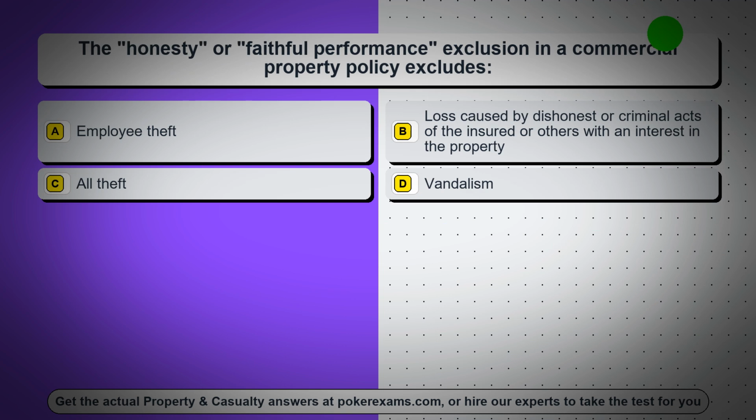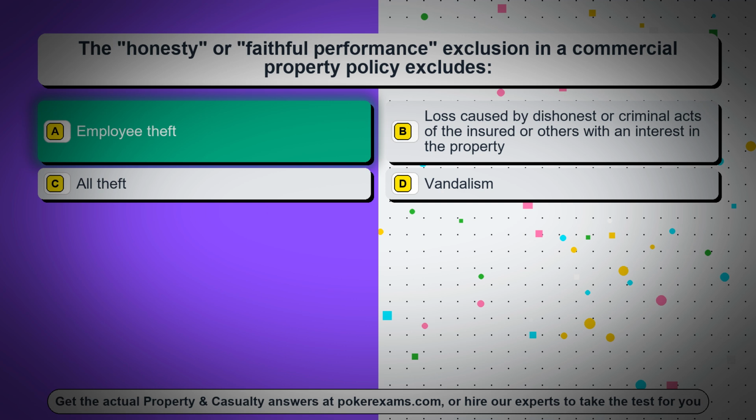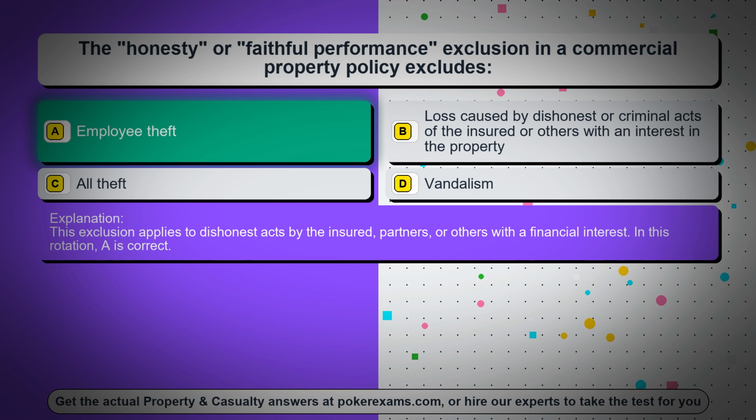Question 100. The honesty or faithful performance exclusion in a commercial property policy excludes: Option A, employee theft. Option B, loss caused by dishonest or criminal acts of the insured or others with an interest in the property. Option C, all theft. Option D, vandalism. The correct answer is option A, employee theft. This exclusion applies to dishonest acts by the insured, partners, or others with a financial interest. In this rotation, A is correct.